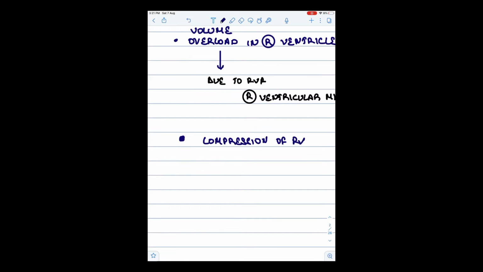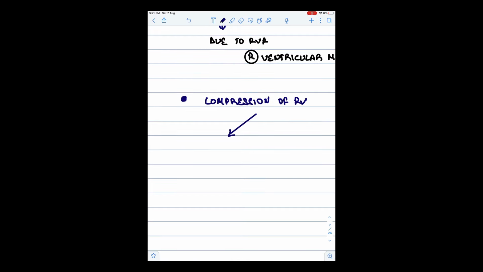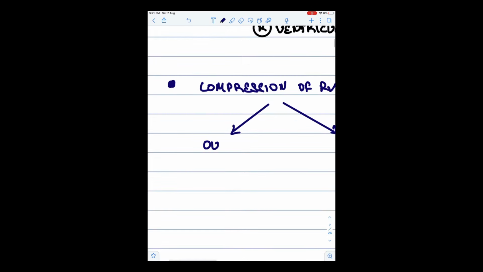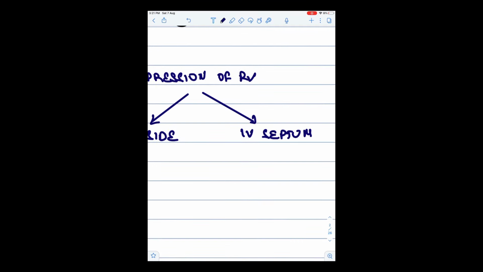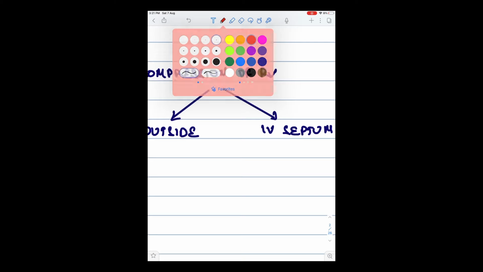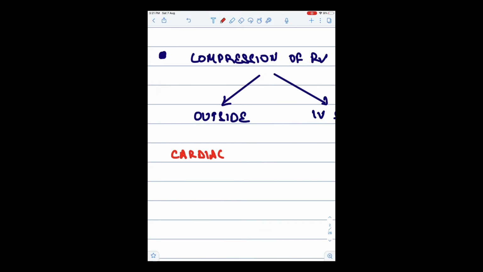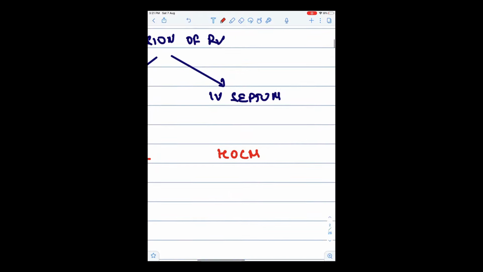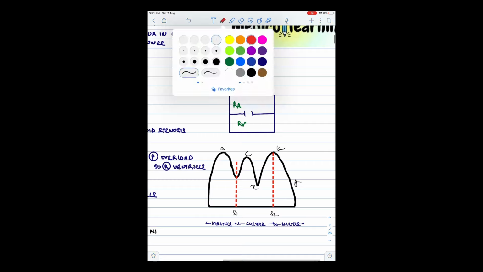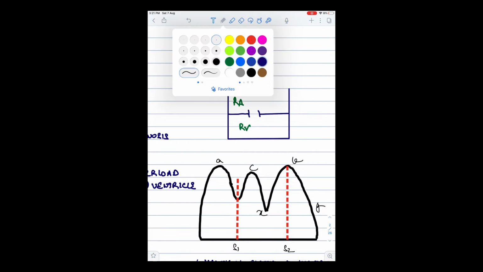The third, it can occur because of compression of the right ventricle. The compression can occur from outside and from inside. If the compression is taking place from outside, it is mostly due to cardiac tamponade. If it is occurring from inside, it is mostly due to HOCM, hypertrophic obstructive cardiomyopathy.